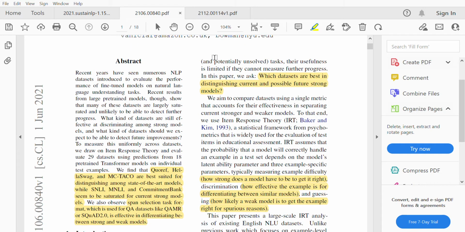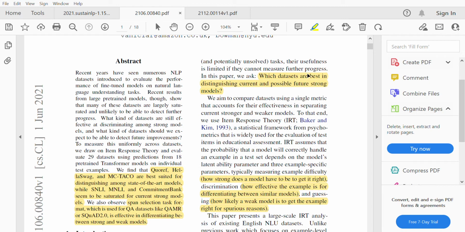Item response theory is a statistical framework from psychometrics widely used for the evaluation of test items in educational assessment. More specifically, it is a model that aims to integrate three different concepts. One is difficulty: how strong does a model have to be to get an answer right? Two, how effective is an example for differentiating between similar models. And three, guessing: how likely a weak model is to get the example right for spurious reasons.